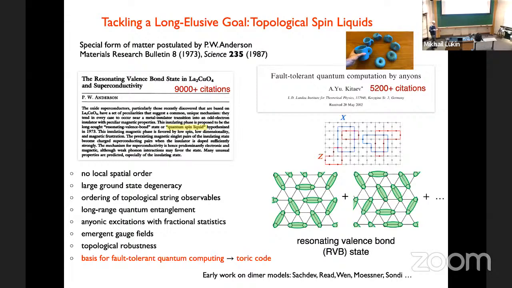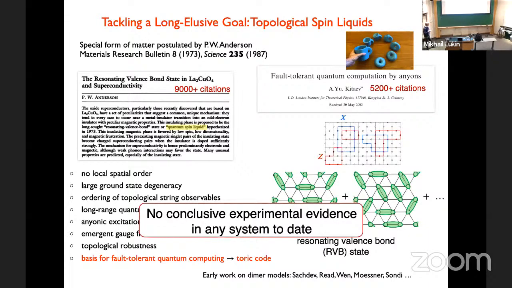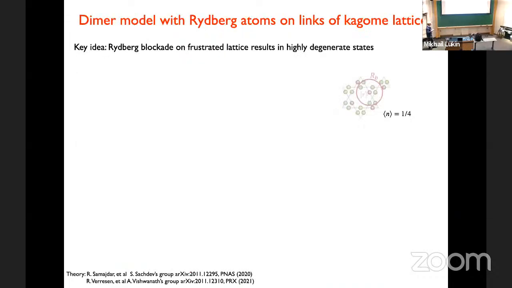In fact, in the language of quantum information, they are stabilizers of the so-called toric code. But now, despite all of the theoretical work and experimental attempts, up to now, I think it's fair to say that there is no conclusive experimental evidence of such states present in any system, at least to date. So, let's see how we can address this problem.